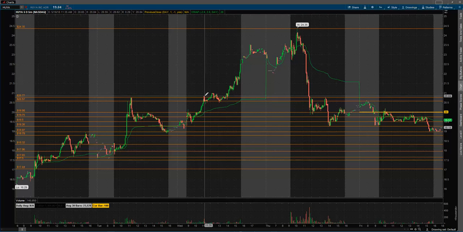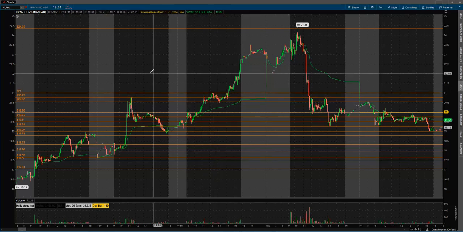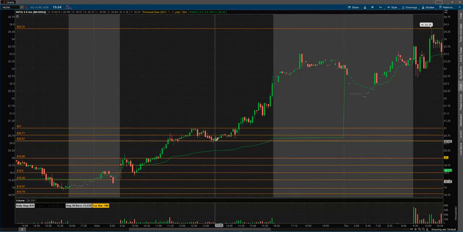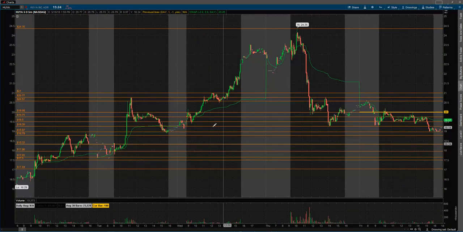It briefly breaks this, pulls back, and breaks out, but can't hold it. This is why I always tell you to be careful about buying breakouts. But this is the high at this point. It pulls back, and look where it bounces. Where is it bouncing off of? The previous day's high, when it initially spiked. That's where it's bouncing off of for the most part.